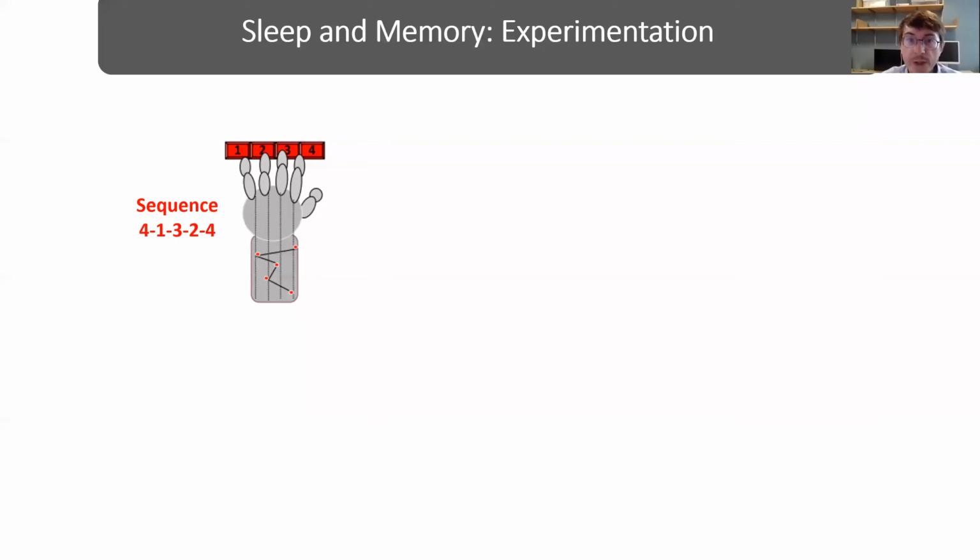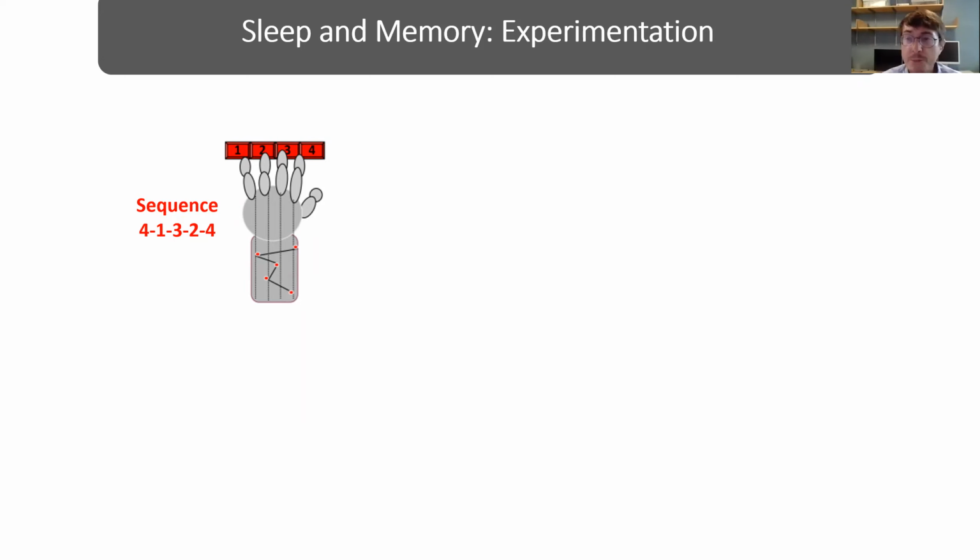This is the finger tapping motor sequence task. So it's a procedural memory task. We also use declarative memory tasks, but in this case, we'll be talking about procedural. What we have participants do is type a sequence of numbers. Here it would be 4, 1, 3, 2, 4, as quickly and accurately as they can with their non-dominant hand. We have them do this 12 times for 30 seconds with a 30-second break between each block.